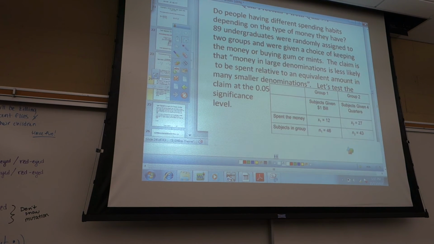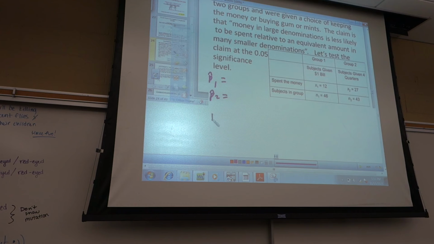So I did mention the fact that you have a p hat 1 and a p hat 2 you need to find. You also need to find p bar. So p hat 1, this is our first group. So p hat 1 is going to be 12 out of 48. P hat 2 is going to be 27 out of 43. And you should give me how many decimal places? 3. I need 3 decimals.